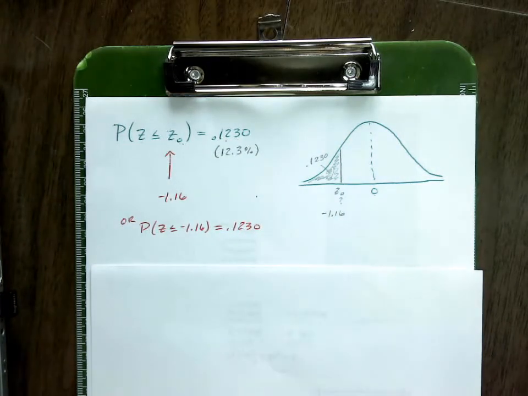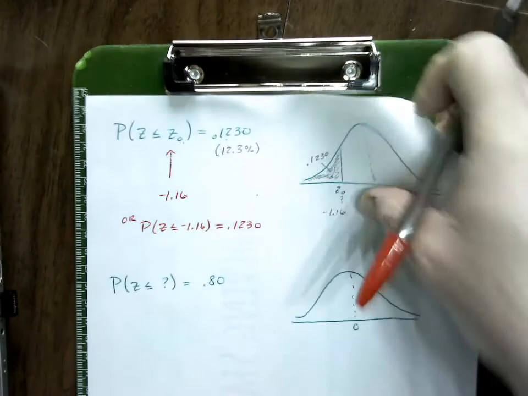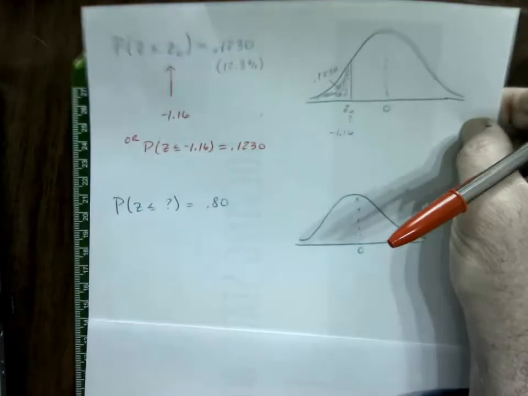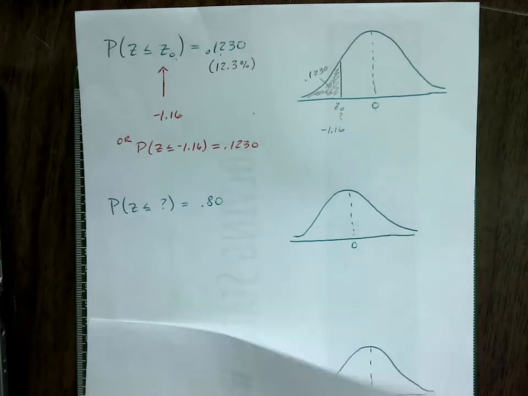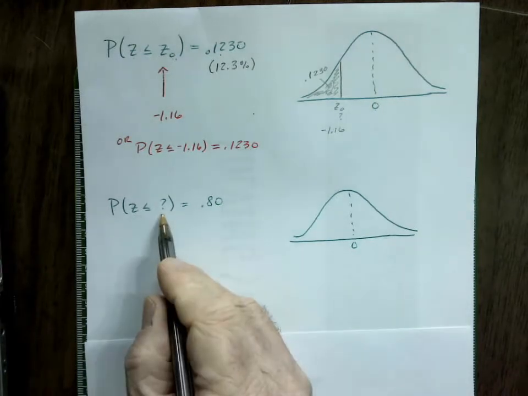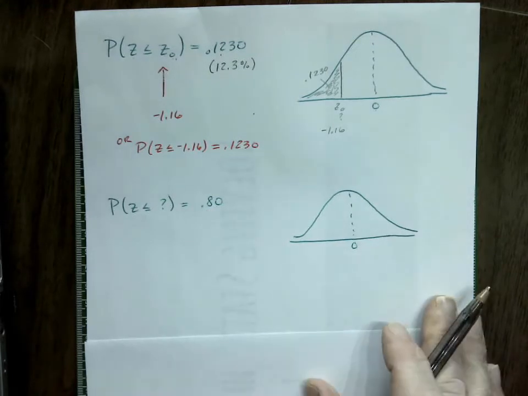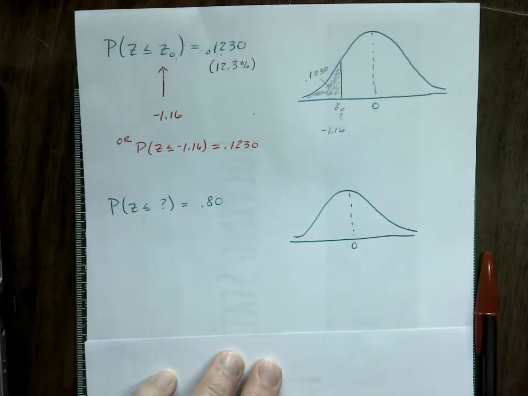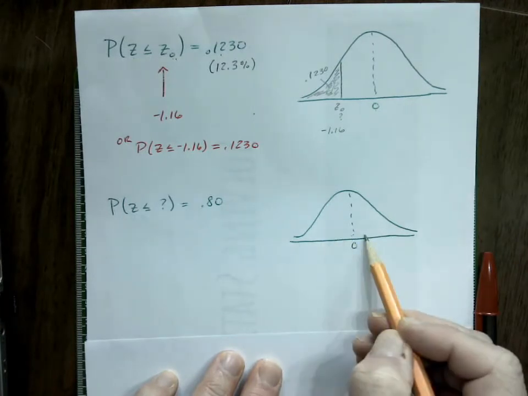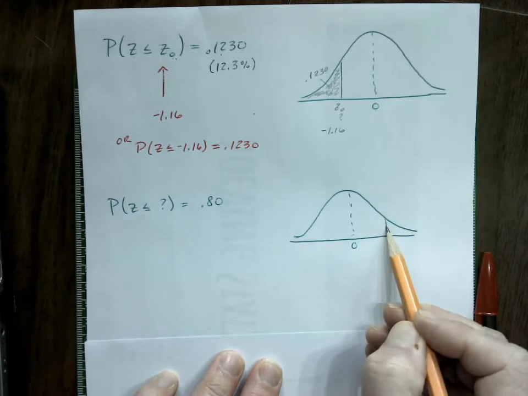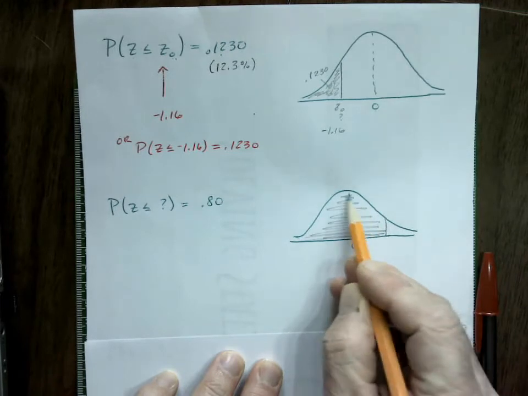Okay? Let's try another one. Let's suppose we want the probability that z is below some value, and that's 80%. So we're finding 80%. Again, this is 50% below, and so 80% has to be somewhere up here. So all of this is 80%.